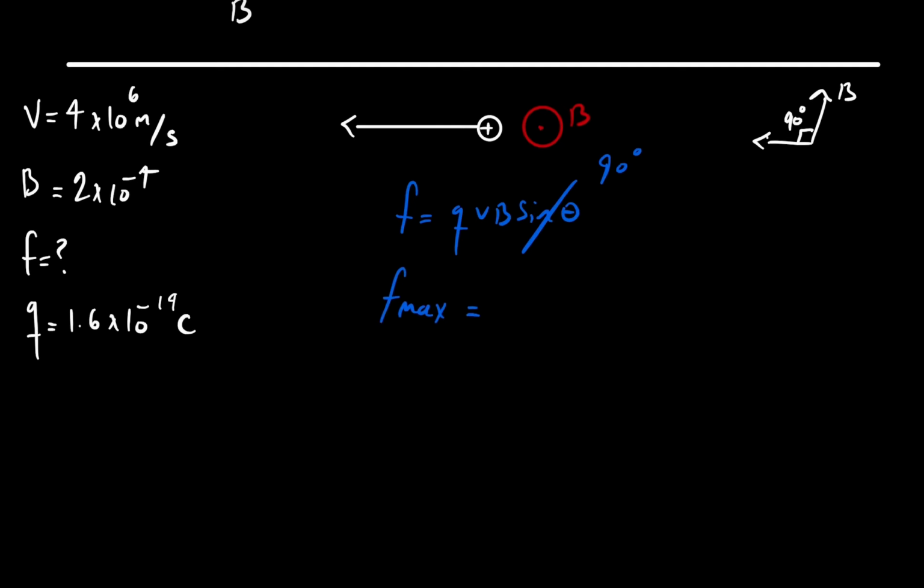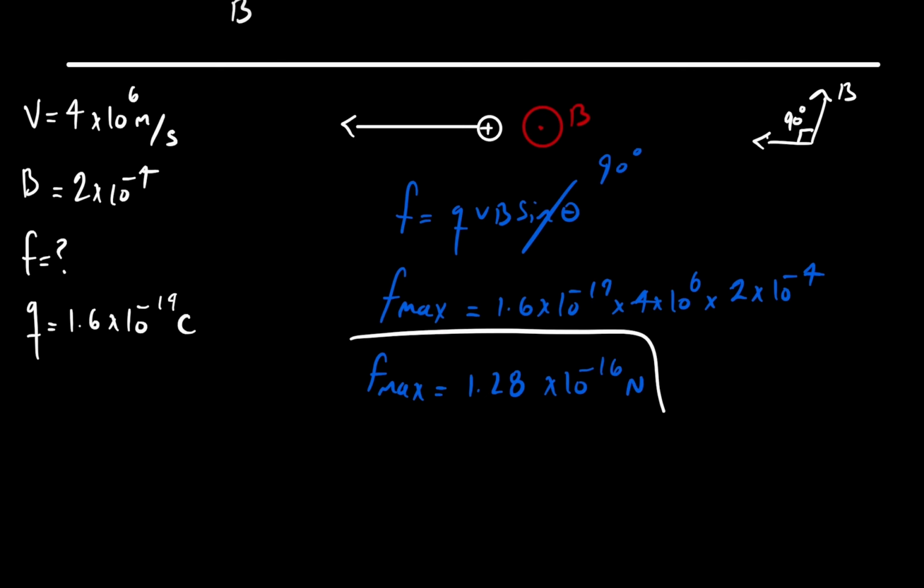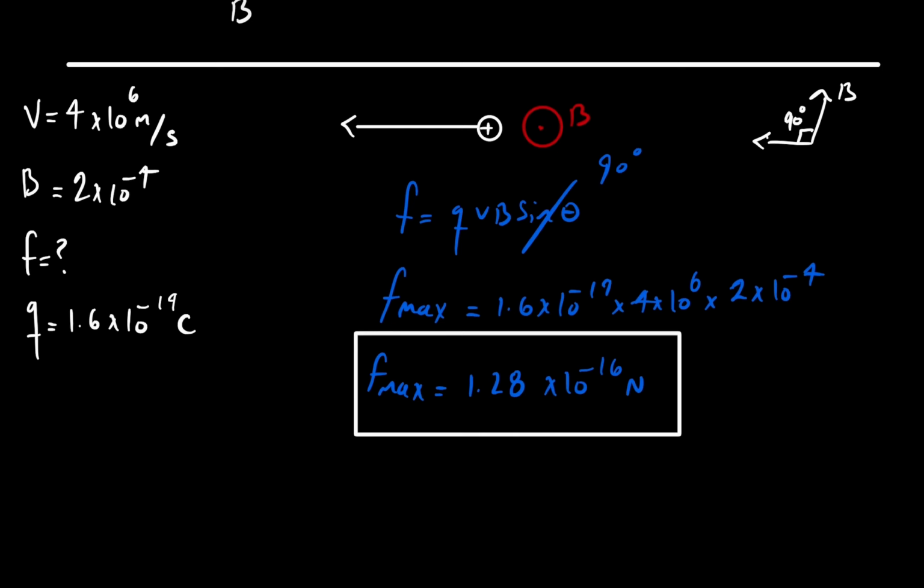F max is going to be equal to the charge of the proton multiplied by the velocity of the proton multiplied by the magnetic field intensity, which is 2 times 10 to the power of negative 4. So the maximum force it would experience would be equal to, let me just calculate that, 1.28 times 10 to the power of negative 16 newtons. And here we go. You just calculated the force on this proton.